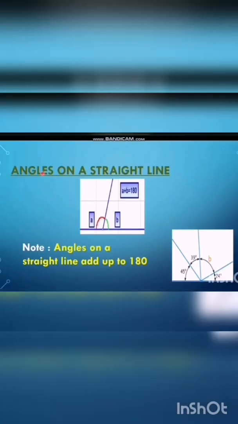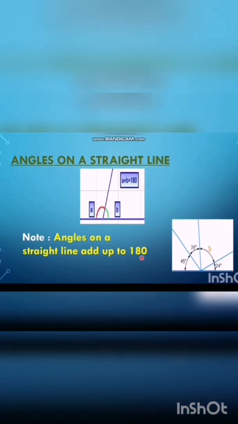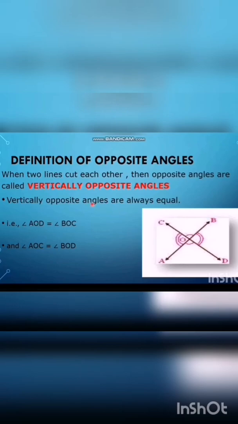We have another previous topic, that is angles on a straight line. Angles on a straight line add up to 180 degrees. It doesn't matter whether there are two or more than two angles on a straight line. They must all be added and equal to 180 degrees.